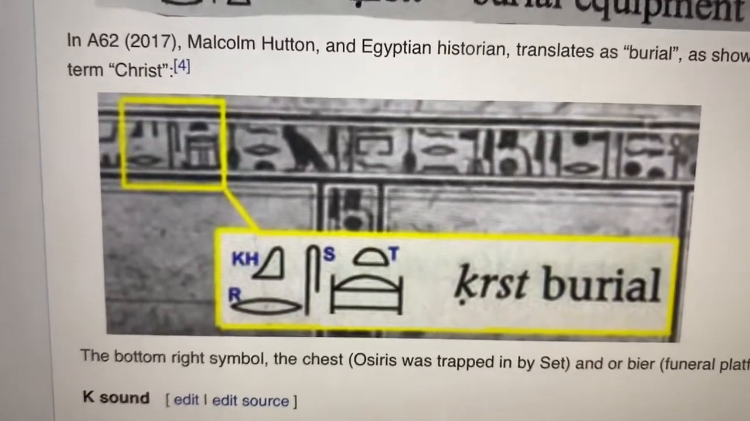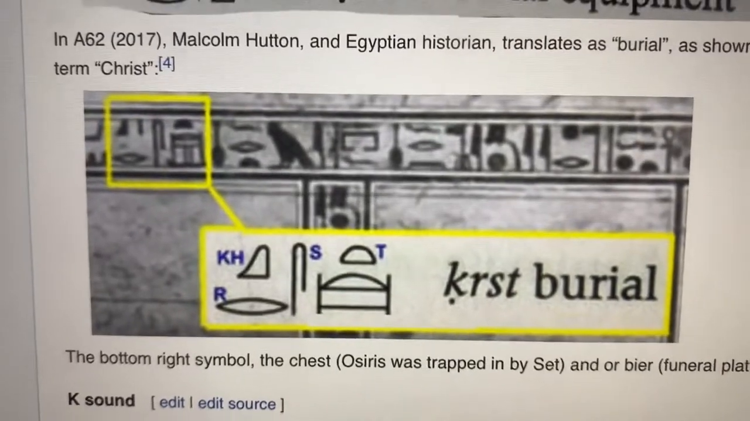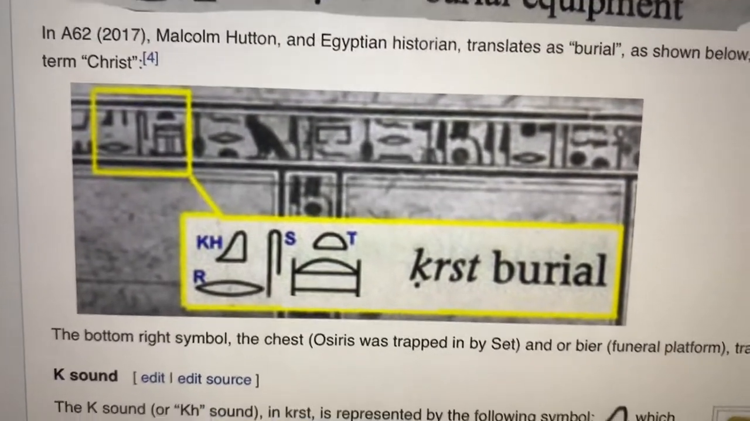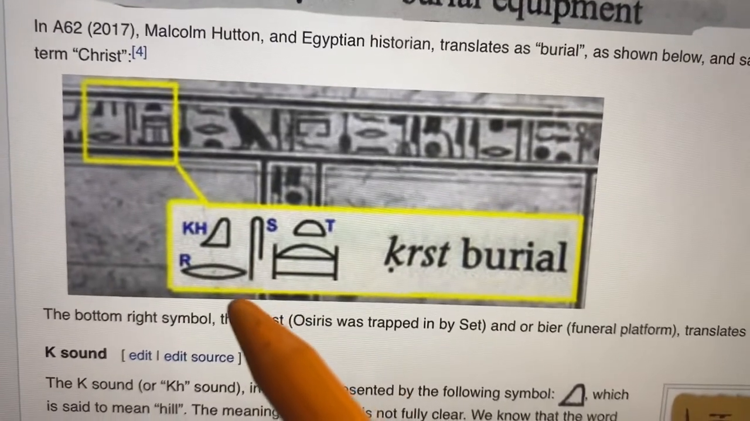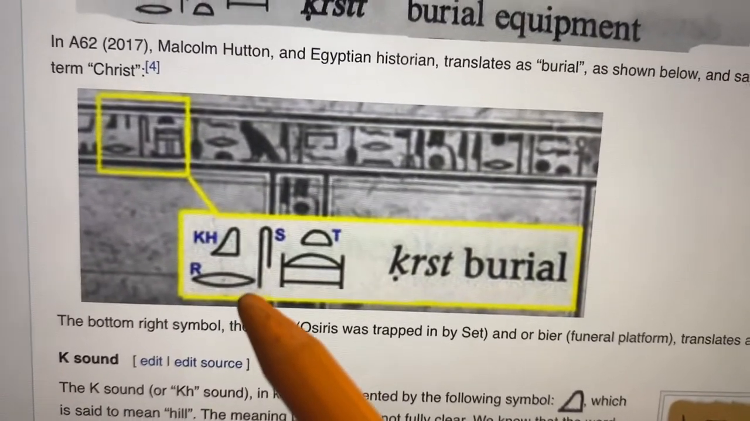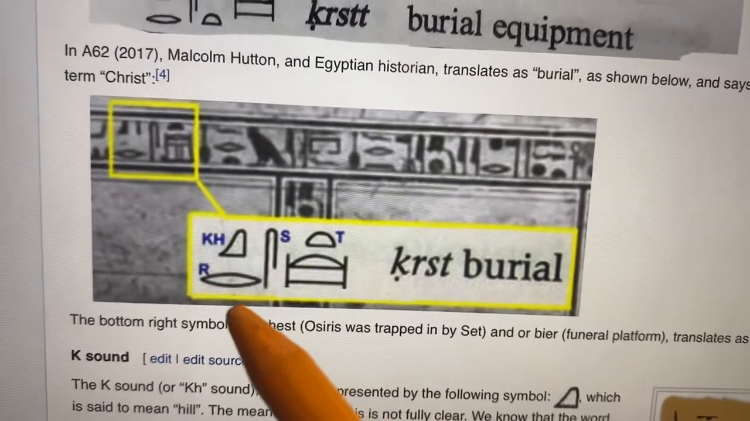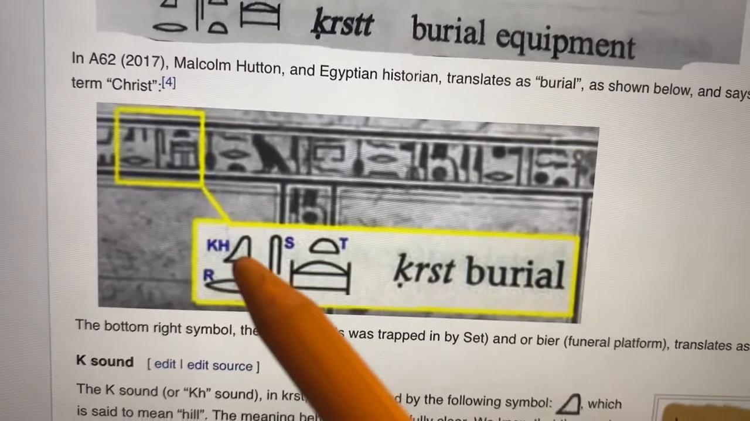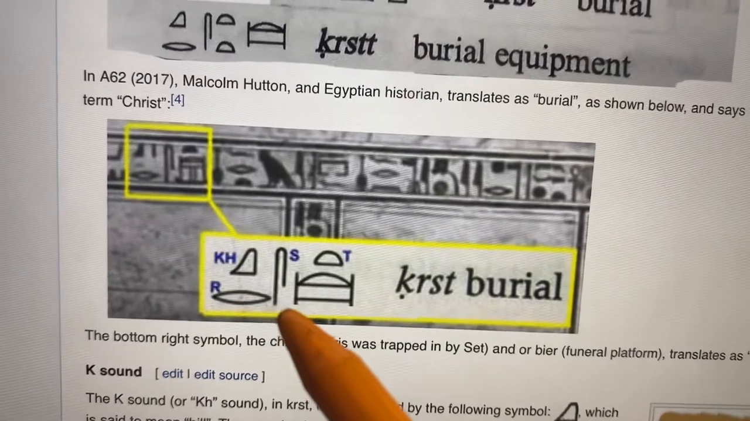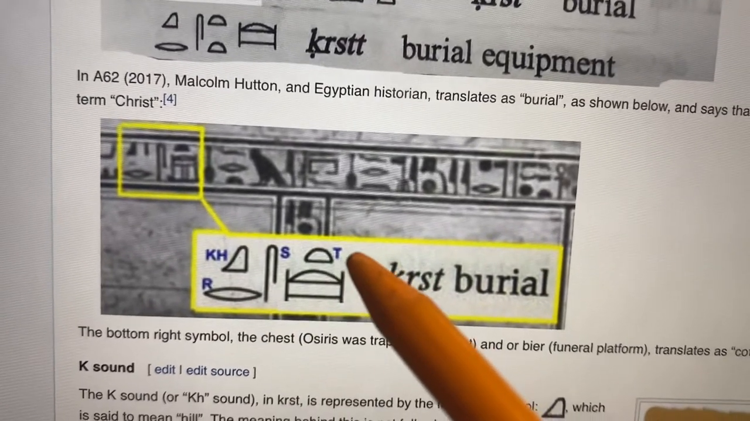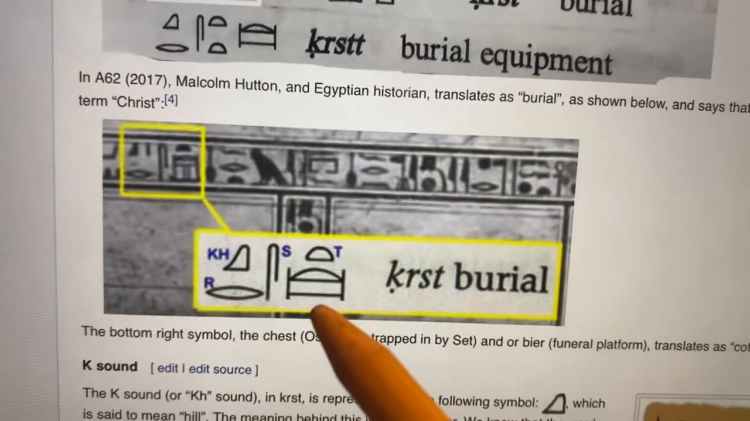Now, this has been pretty much adopted through what's called underground etymology. For example, Malcolm Hutton in 2017, who's an Egyptian historian, says that KRST, as shown carved on the wall here, is described by the following five symbols. Where the mouse symbol means R, this hill symbol sounds as KH, this S, which is the shepherd's crook, sounds as S, and the bread loaf symbol sounds as T, and then we have the Osiris burial chest shown here and also shown here.